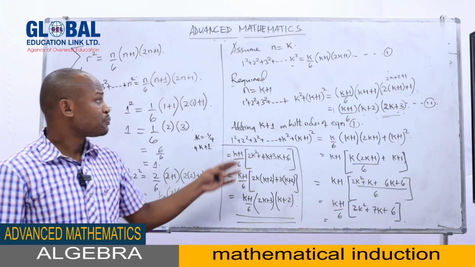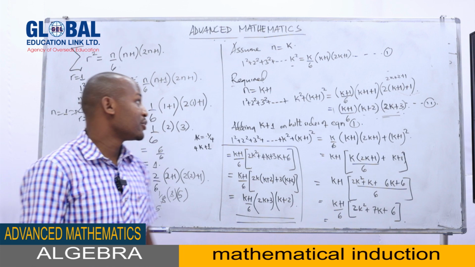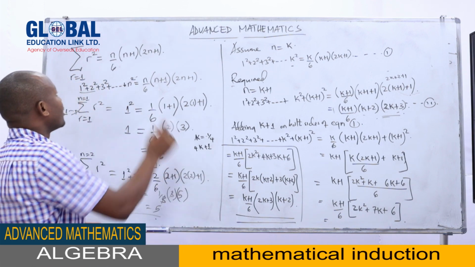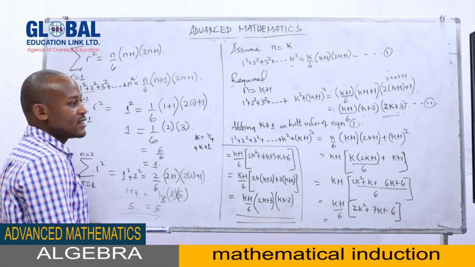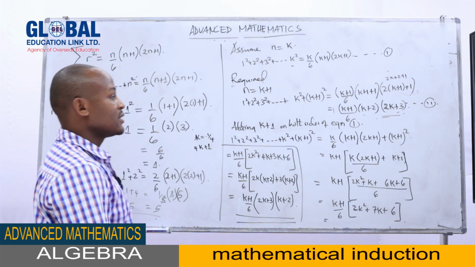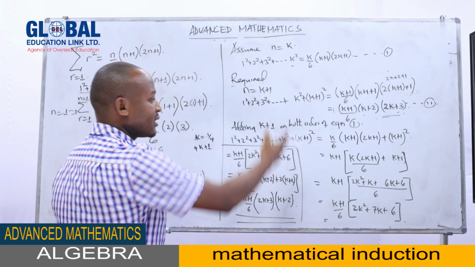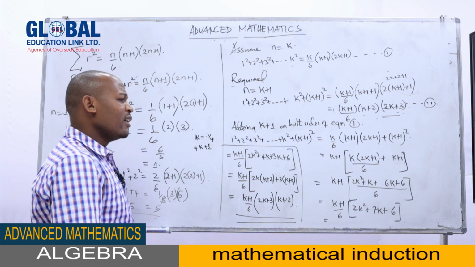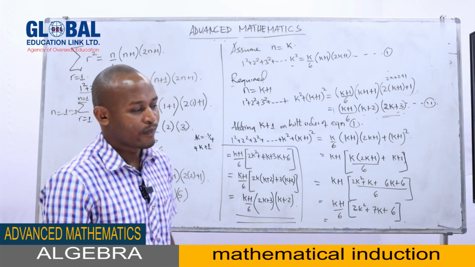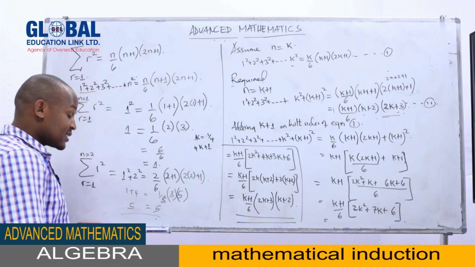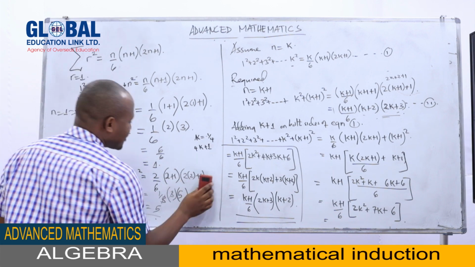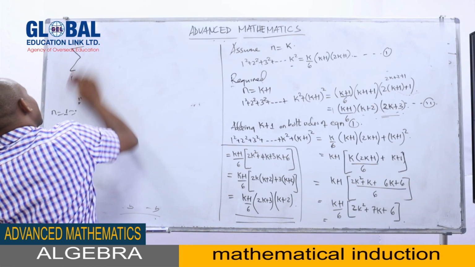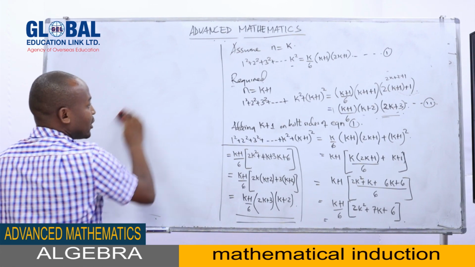Now remember, to conclude your question, as I did in the last example, you conclude the same in this example, that this is true for all positive integers, as the procedures have shown. Now that is the second example. Can we check the next example and see how it goes? I do hope you understand.